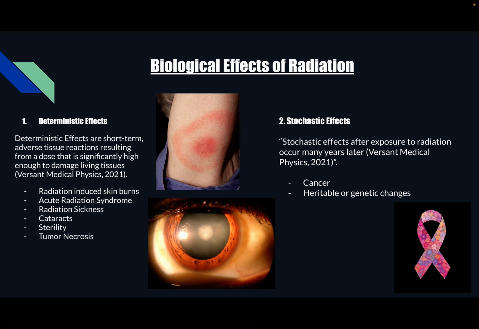Some examples include radiation-induced skin burns, which can be skin erythema, which is the top picture, acute radiation syndrome, radiation sickness, cataracts, which is the picture of the eye, sterility, and tumor necrosis. We also have stochastic effects, which have no threshold and can happen from even small doses over time. Stochastic effects after exposure to radiation occur many years later. These can include cancer and heritable or genetic changes. This is why we must always use radiation protection to keep our bodies and our patients safe from radiation.